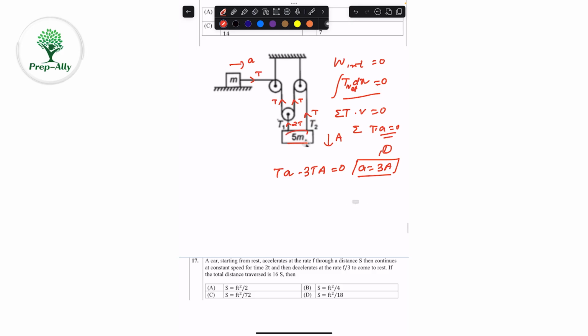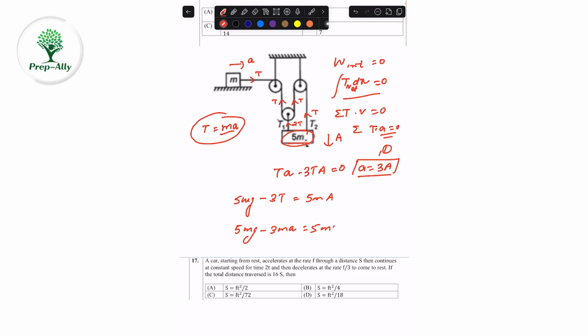Second, for the bigger block, upward force is 3T, downward force is 5 times mg. So 5mg minus 3T has to be equal to mass into acceleration, which is 5m into A. Now for the smaller block, if I write, it will be T is equal to ma straight. Why? Because there is no other extra force acting. So from here if I substitute T, I get 5mg minus 3T, which is 3 times ma, is equal to 5 times m into A.